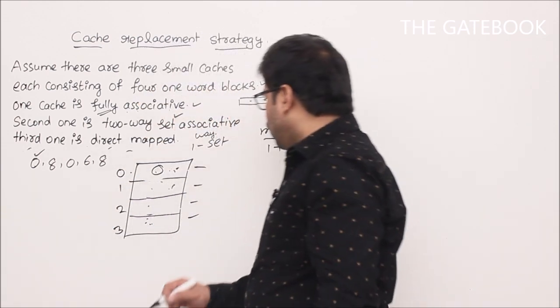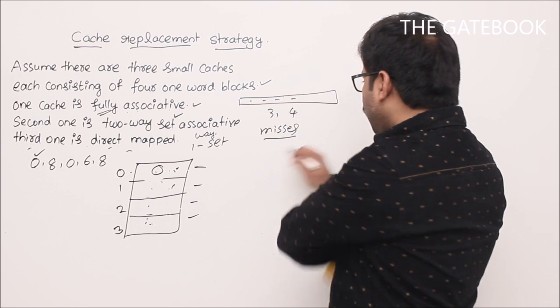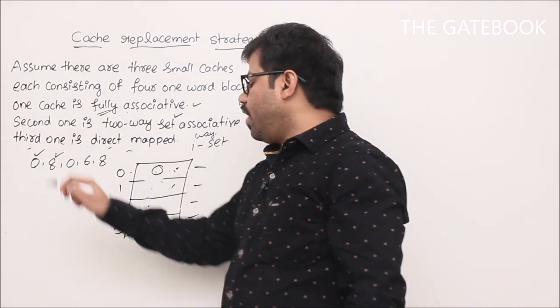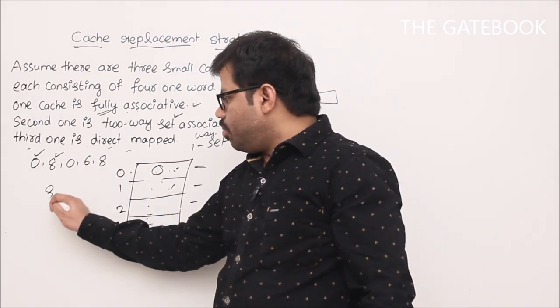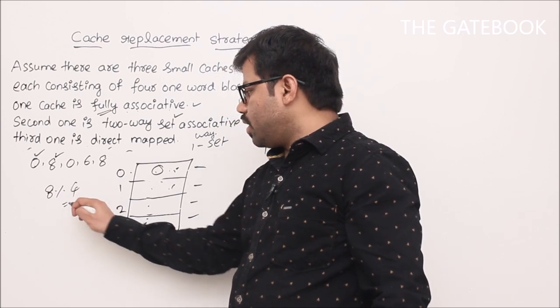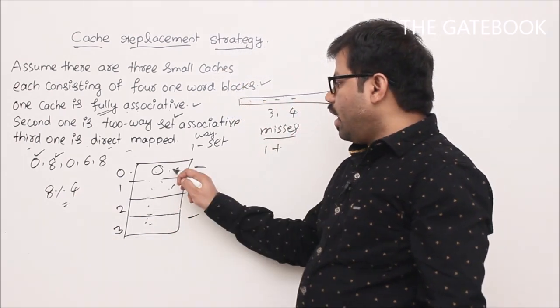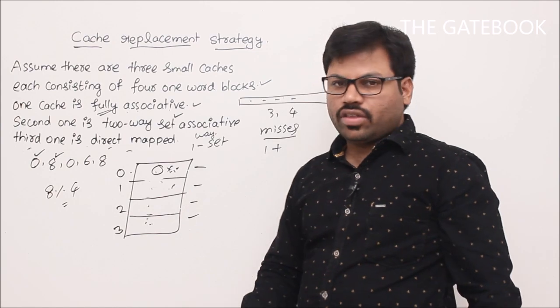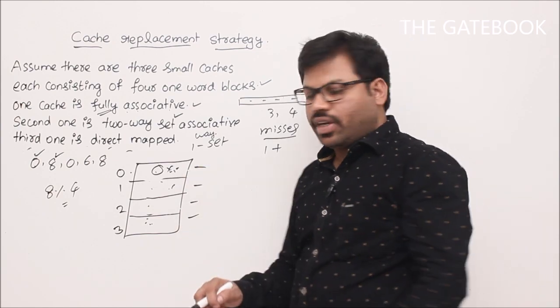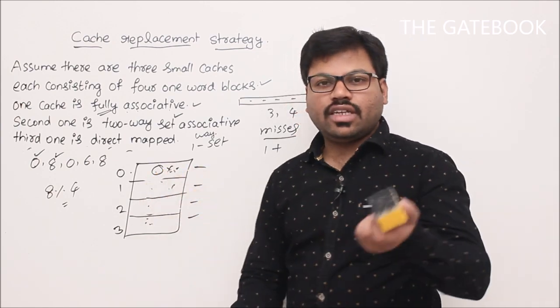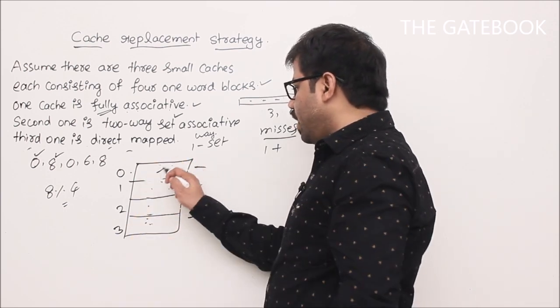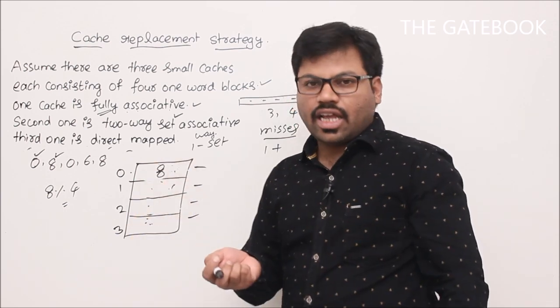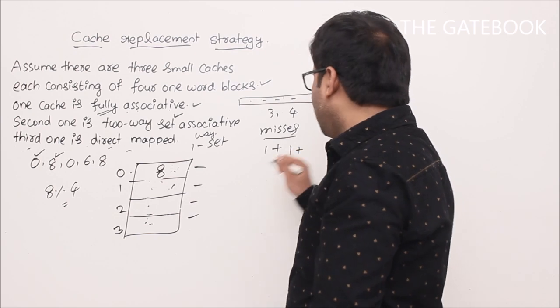Next, 8. Now let me count it. Number of misses is 1. Then 8. Where will 8 go? 8 modulo the number of blocks 4 is 0. 8 also wants to come here. Unfortunately, 0 is already present. We have to replace it because 0 is least recently used. Then remove 0 and keep 8. So here we are using the LRU algorithm, right? Number of misses is 2.